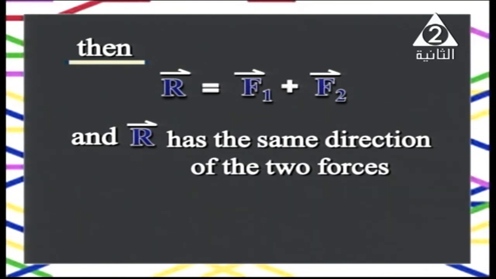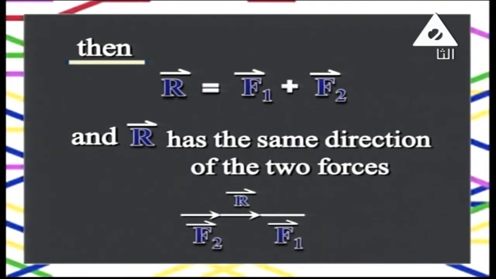Look at the opposite figure, we have two forces F1 and F2 with the same direction. Then the direction of R, or the direction of the resultant, is the same as the direction of the two forces.